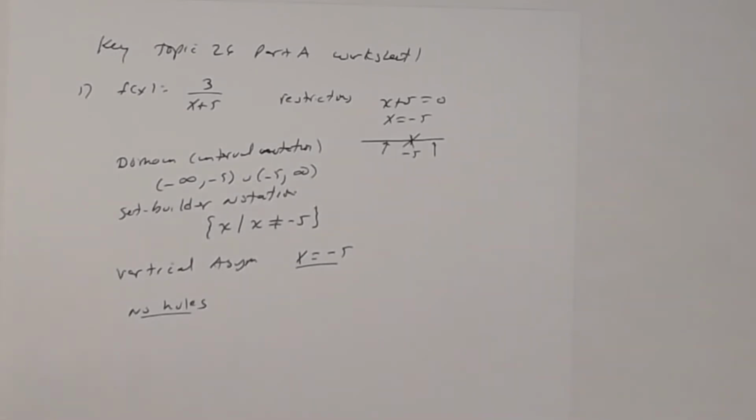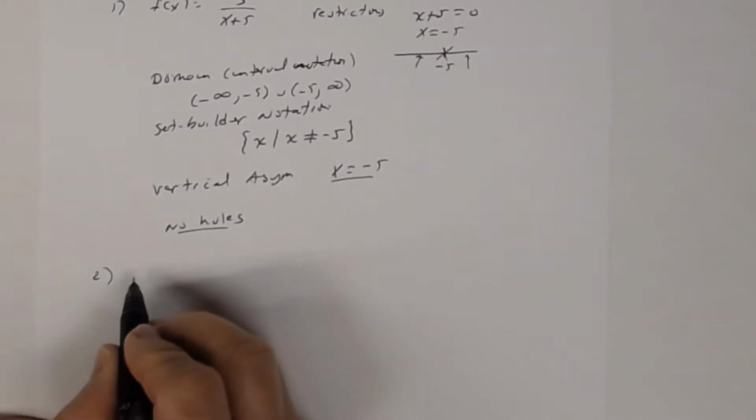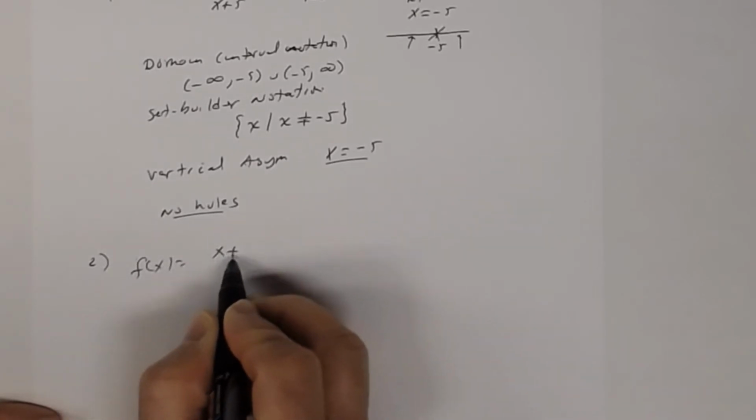Okay, so number 2, we have this for number 2. We have x plus 7. So let's see, f of x equals x plus 7.